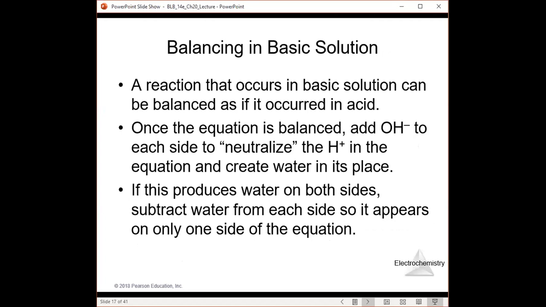Now, what happens if you got a basic solution? The same thing, you got to balance it as if it occurs in acid. Once the equation is balanced, you add OH minus to neutralize the H plus. If it's produced water on both sides, just like you subtracted out the electrons, you subtract out the water. It works the same way. Are you going to get a lot of those? A few, but not many.